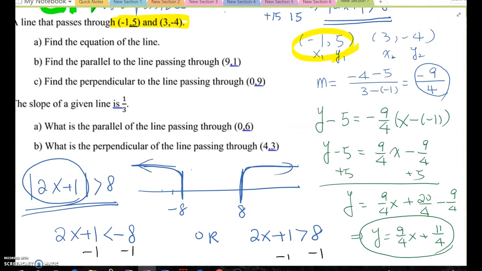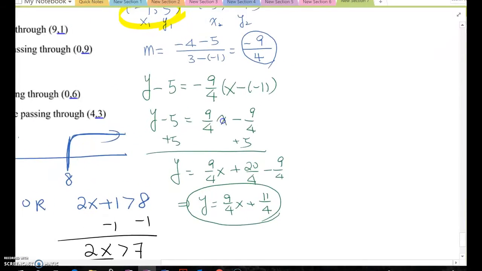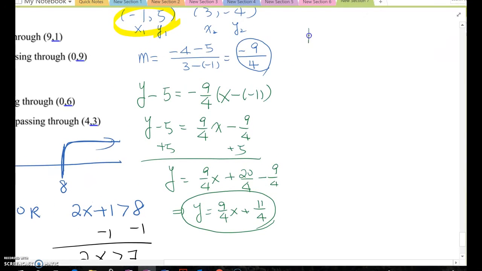Now what's the second question? Find the line parallel to the line passing through 9 and 1. What's the key concept of parallel lines? Yes, parallel lines have exactly the same slope. So in this case, we can say m equals negative 9 over 4, and then passing through the point 9, comma 1. Okay.